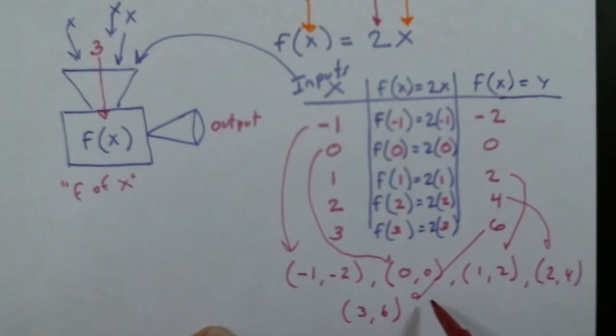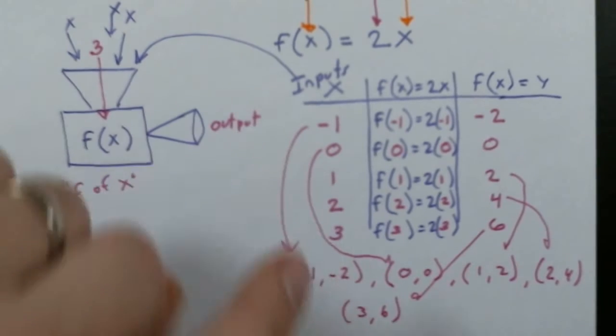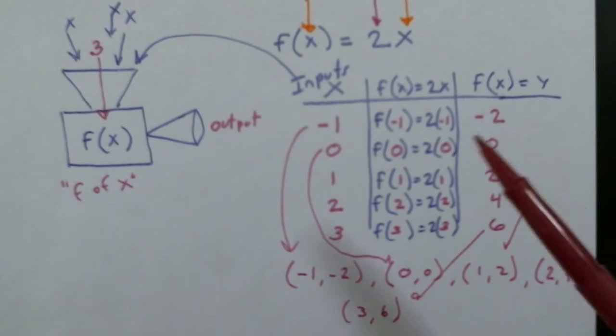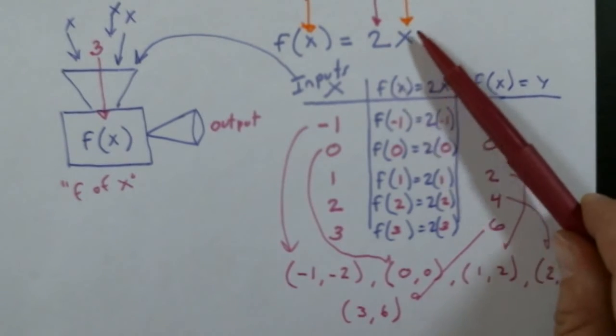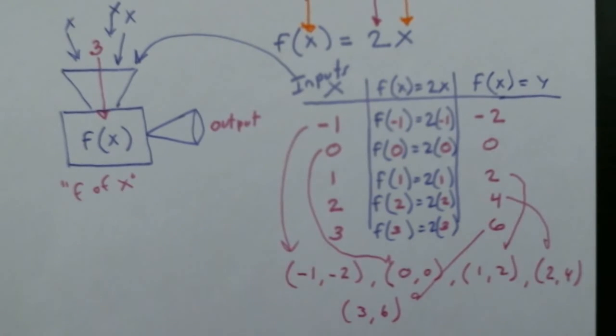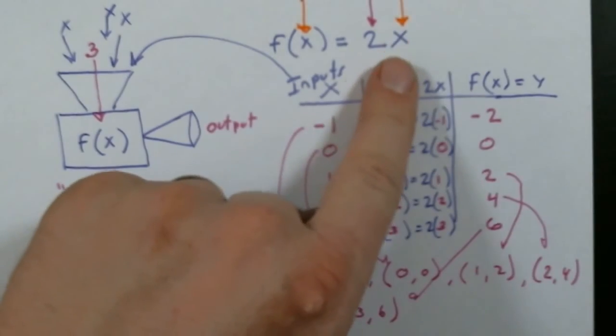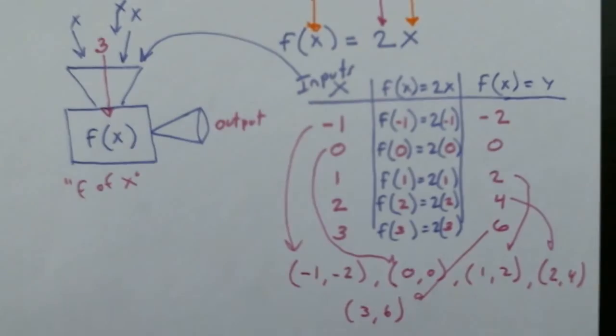Okay. So those are the ordered pairs we get. And then we can go ahead and graph these if we wanted to see a graph of 2x, which we can do later. But that's pretty much all we're doing. So real quick, I want to give you another one of these and kind of go through the same system, but let's make this a little bit more complex, okay? A little bit more complex.